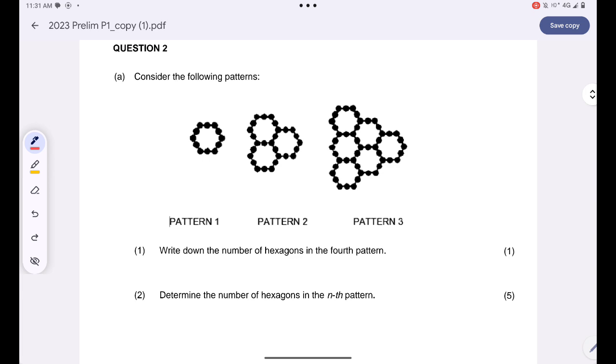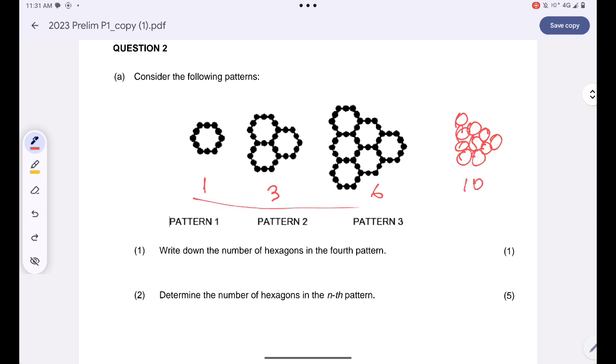Okay, consider the following patterns. Pattern 1 has only one hexagon, pattern 2 has only 3 hexagons, pattern 3 has 6 hexagons. And then the fourth pattern will simply be like this: the 6 hexagons, and then the 4 other hexagons. Are you together? So the fourth pattern will simply have 10 hexagons in it.